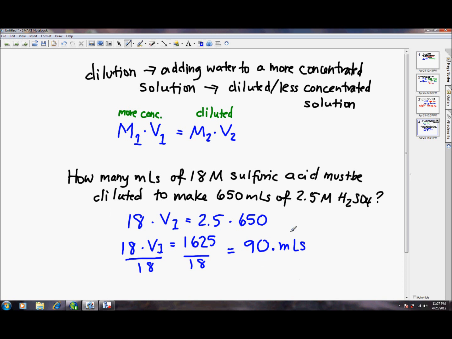Okay, that's all dilution problems are. They're just going to give you, you might be finding M1, M2, V1, or V2, but you'll have all of the rest of them. You just have to read the problem carefully and decide which one's the more concentrated, which one's the less concentrated or diluted. Are you having the volume of the less concentrated? You have the volume of the more concentrated that's given to you. All right, good luck.